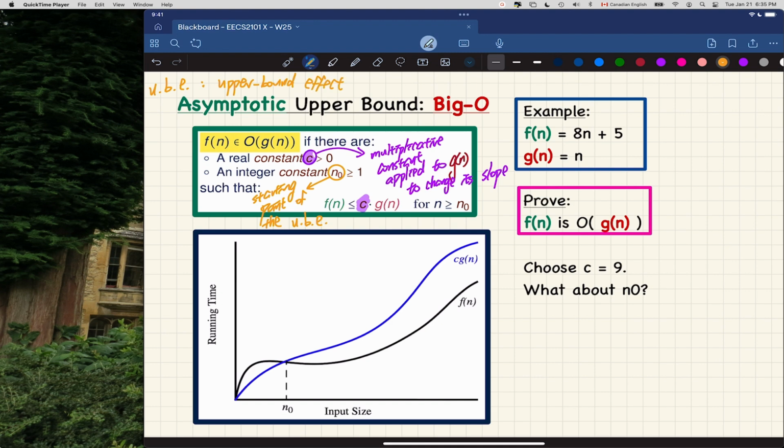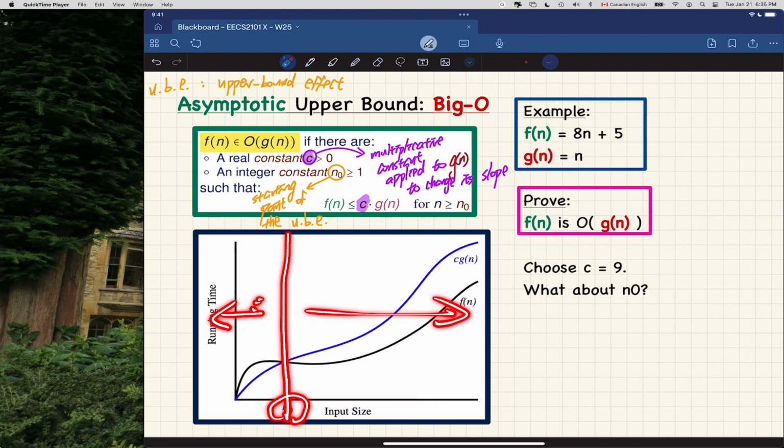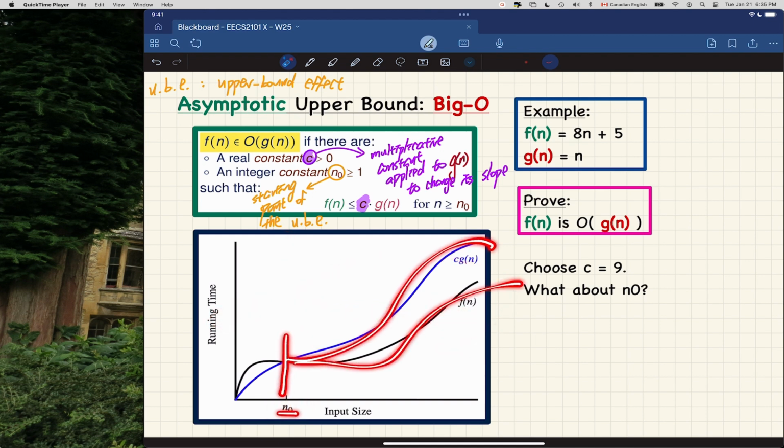All right, so now let's take a look at this diagram over here. The way to understand this diagram is, let me just draw that very quickly. The n0 that we happen to choose can divide the graph into two halves, first half and second half. In the first half, the upper bound effects don't really occur. On the second half, starting from n0, the upper bound effects start to occur. That's something we're going to see.